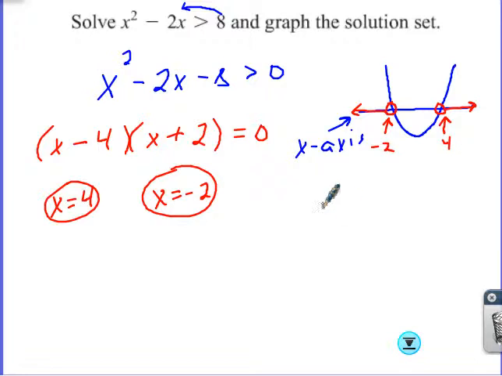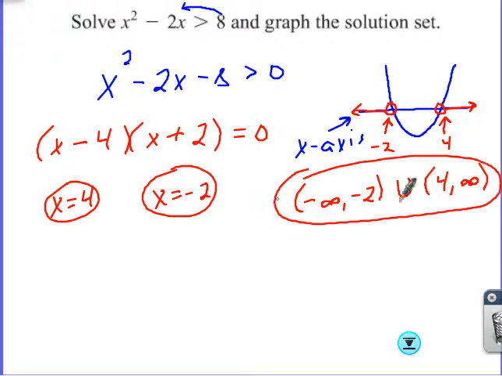So your solution set would be all values from negative infinity up to negative 2. I didn't put my union sign on that last one, but it would be union all the values from 4 to infinity. That is your OR statement, this set or this set.